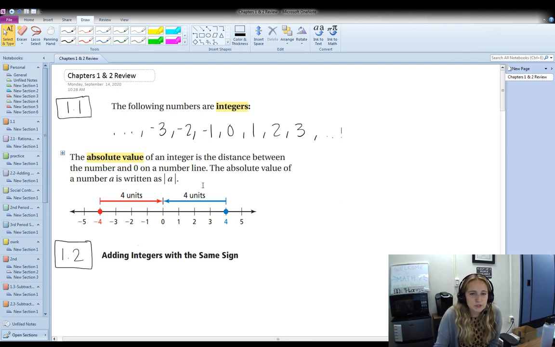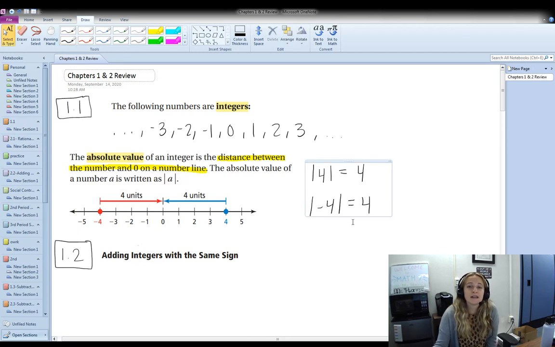All right, moving on to absolute value. So here you see the absolute value of an integer is the distance between the number and 0 on a number line. So reminder, absolute value is always going to be positive. So the absolute value of a positive 4 is just going to be positive 4 because the distance between 4 and 0 is 4 units. And the absolute value of negative 4 is also going to be positive 4. So absolute value is always going to be positive because it's the distance.